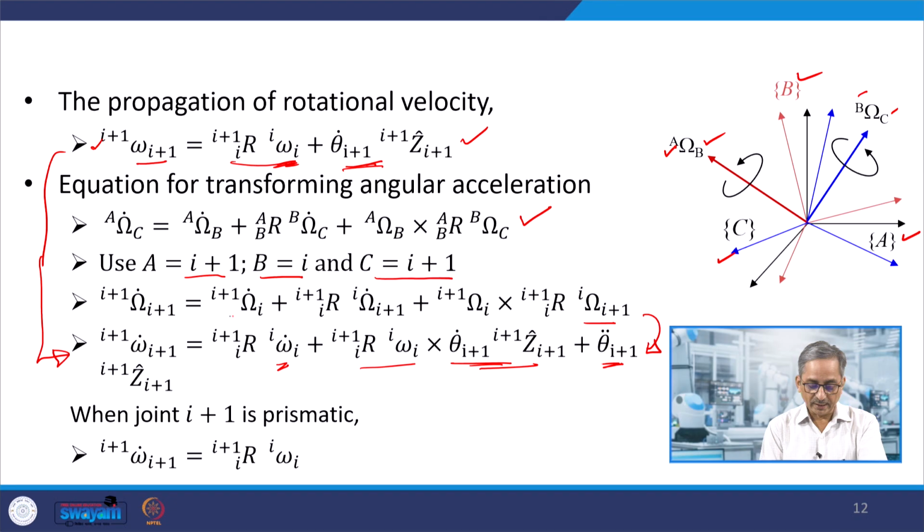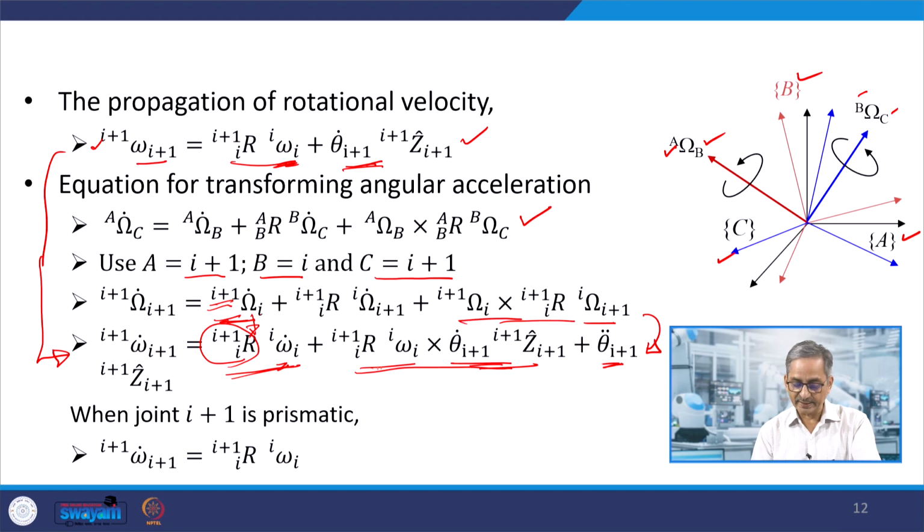So it is this term: the angular acceleration of the ith link expressed in terms of the (i+1)th frame. This is the angular acceleration of the ith link expressed in the ith frame, multiplied by this rotation matrix, so that we get the acceleration in terms of the (i+1)th frame. Then we have this cross term over here. So, these two terms are the same.